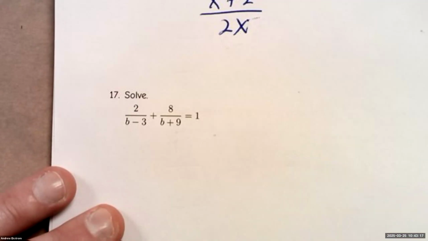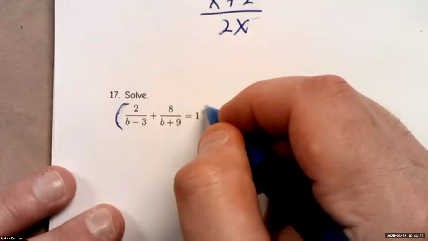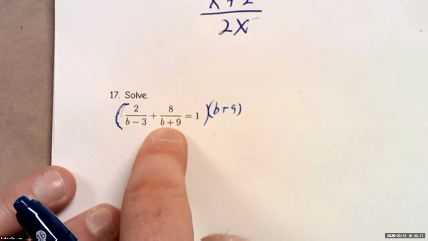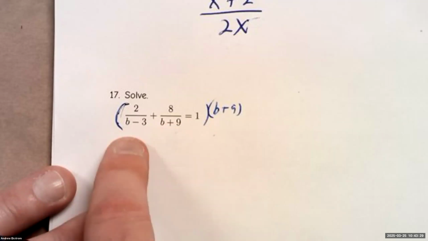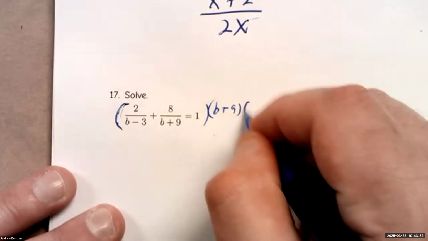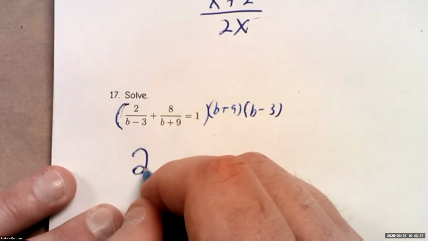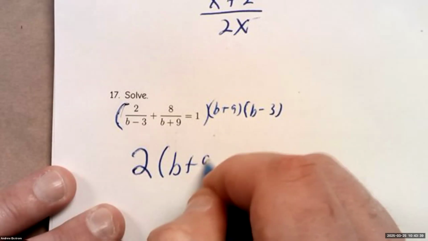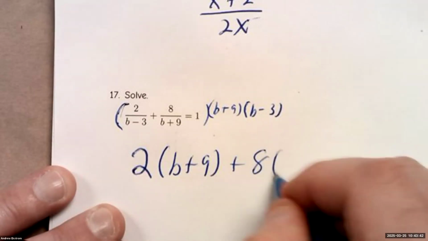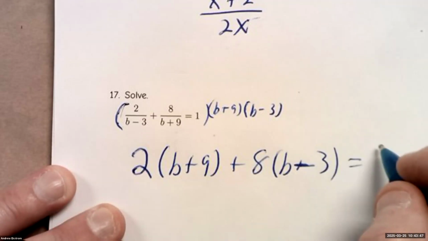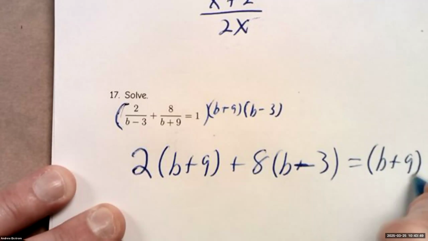Do we like fractions? No, we don't. How do we deal with fractions? Multiply by the biggest denominator. That'll cancel out the b plus 9 here. And then we've still got b minus 3. So at some point, you end up with 2 times b plus 9 plus 8 times b minus 3 equals b plus 9 times b minus 3.